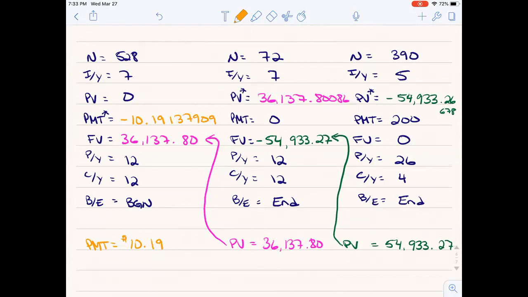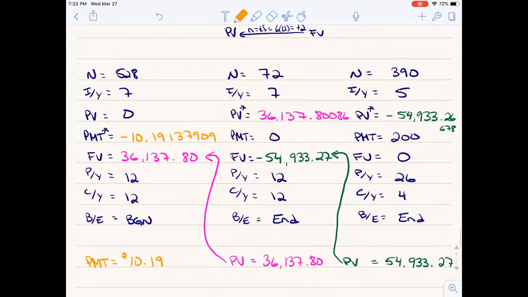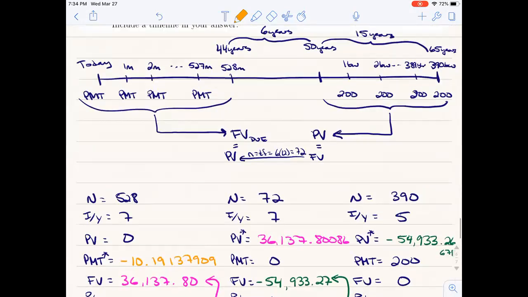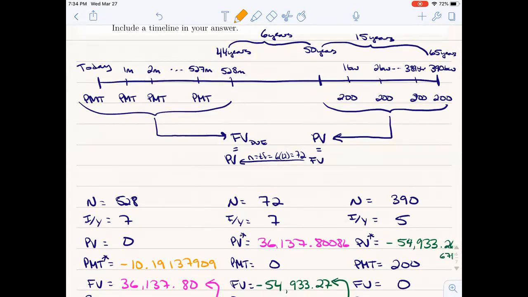Let it sit there for 6 years. After that, you'll be able to take out $200 every bi-weekly period for 15 years. Woohoo!